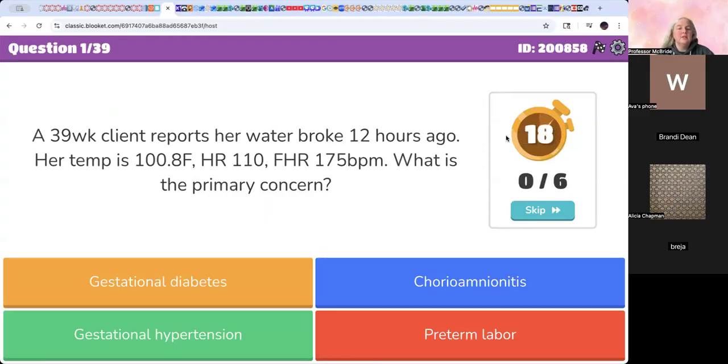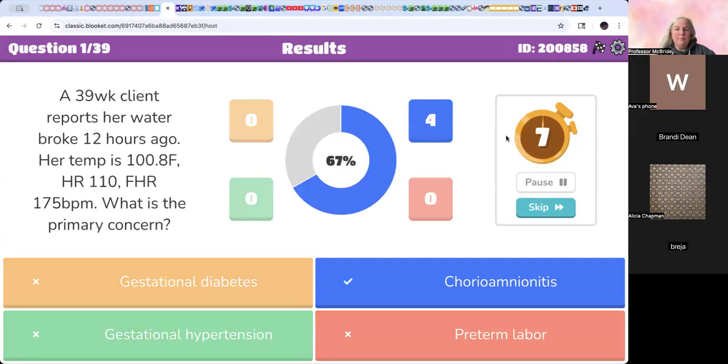So a 39-week client reports that her water broke 12 hours ago. Her temperature is 100.8, heart rate's 110, fetal heart rate's 175. What's the primary concern for her? Okay, good. So we're worried about chorioamnionitis. So chorioamnionitis is that infection, right, that can happen in the uterine cavity. What kind of signs and symptoms might we see? Like what in the description of her condition clued you into thinking that this might be what's going on?